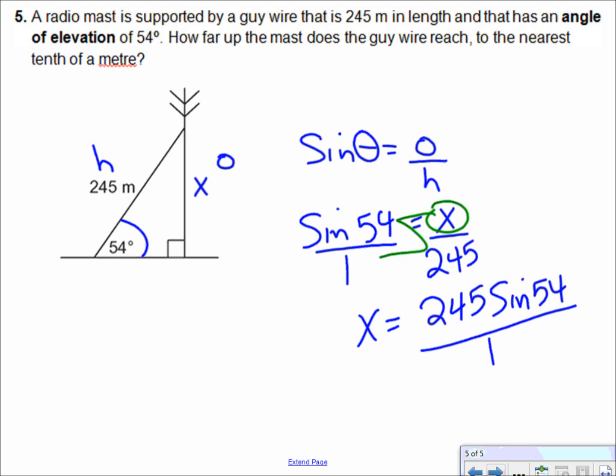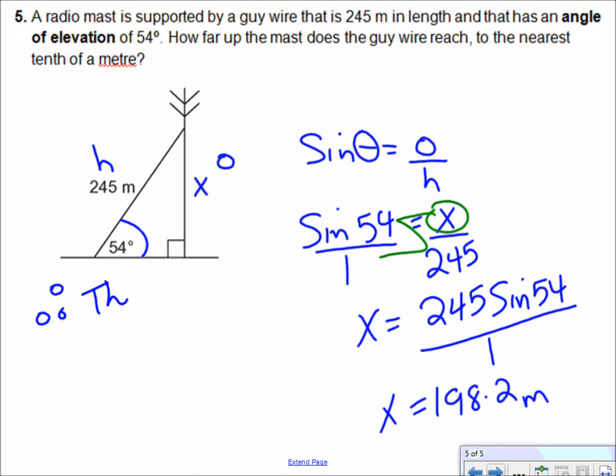And I get 198. How many decimal places do they want? Okay, 1 decimal place. So x equals 198.2 meters. This is a word problem, so you're going to have a statement.